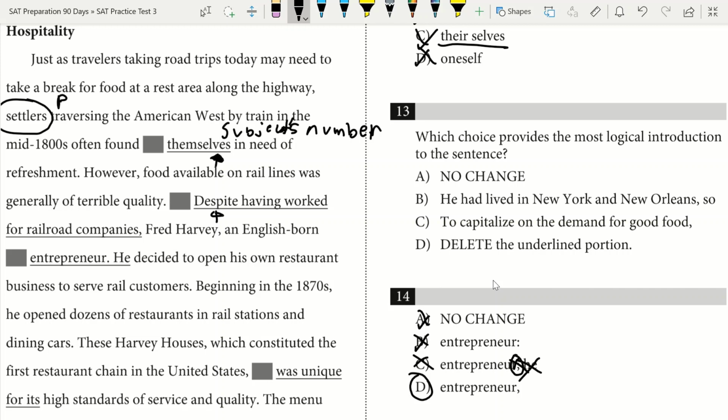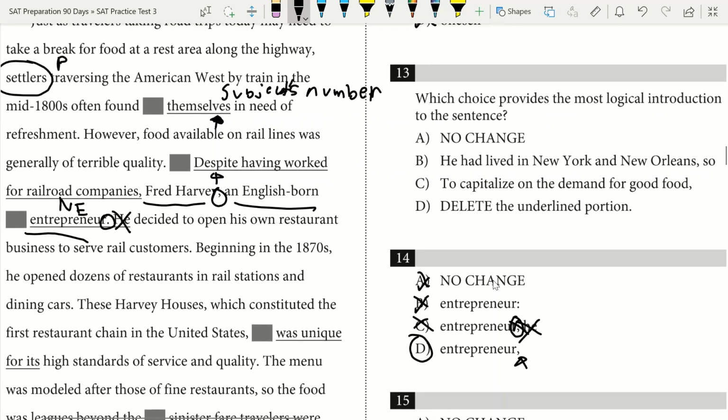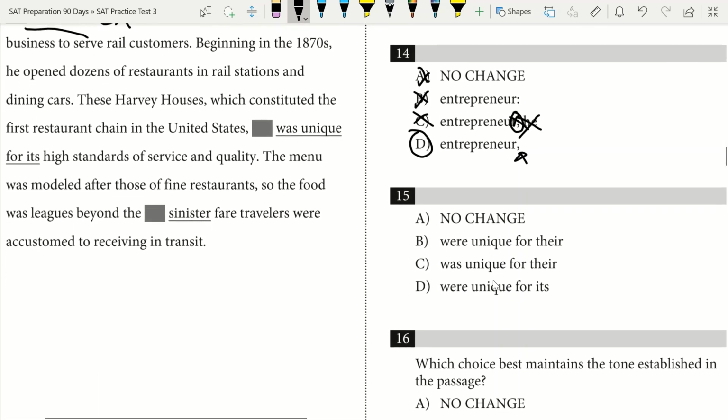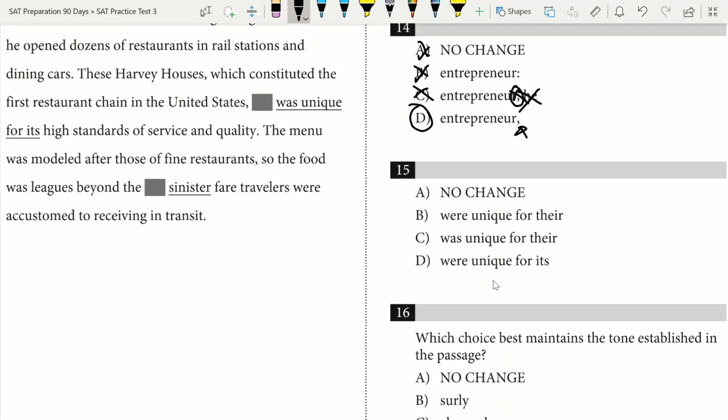Another thing you can use to know that it's D is this: "an English-born entrepreneur" is a non-essential phrase or clause, so we want to offset that with commas. We have a comma here, so we have to have a comma after "entrepreneur" as well, and our only answer choice with that is D. So our answer there is going to be D. Like I said, we get rid of the "he" because we already said Fred Harvey. So we don't have to say "he" anymore. That would be redundant.